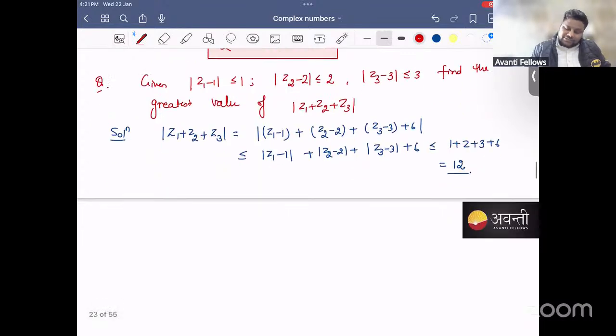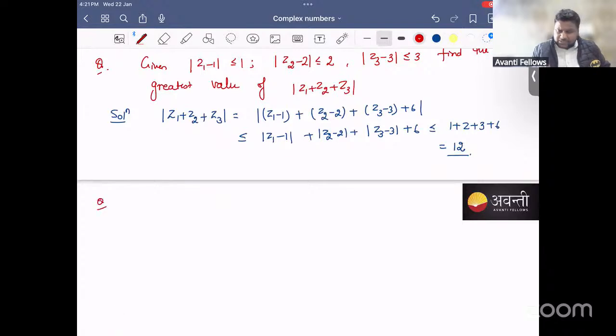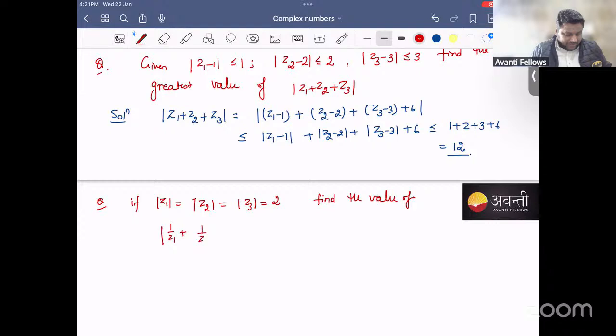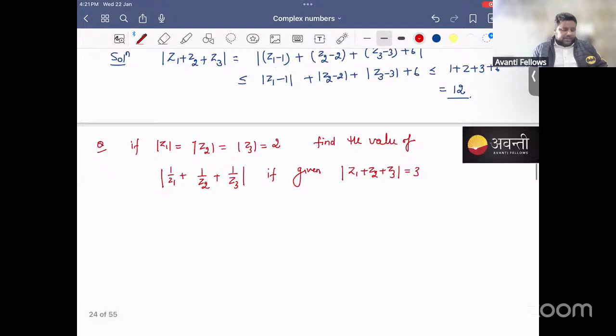Got it? Now let's take another example. This example is also there in NCERT. If magnitude of Z1 equals magnitude of Z2 equals magnitude of Z3 equals 2, find the value of magnitude of 1 by Z1 plus 1 by Z2 plus 1 by Z3, given that magnitude of Z1 plus Z2 plus Z3 is 3. Yes, give it a try.